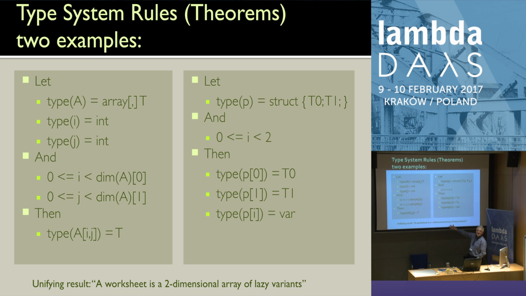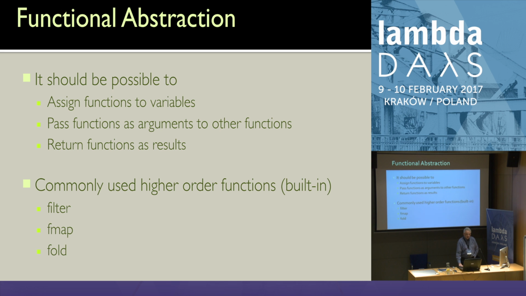So these are the type inference rules, and we do have type inference, okay? I was talking about unification. To me, the most beautiful unified result of this work is that a worksheet is a 2-dimensional array of lazy variants. It's 2-dimensional because the cells are tied to the presentation grid, potentially unbounded. It's variants because the cells are not typed, but those are your mutables. And they're lazy because, in principle, they are all reactive.